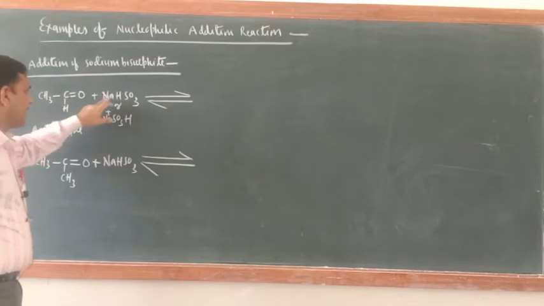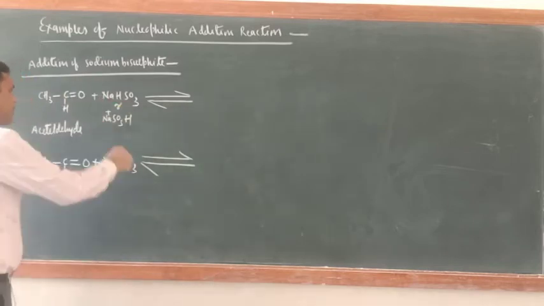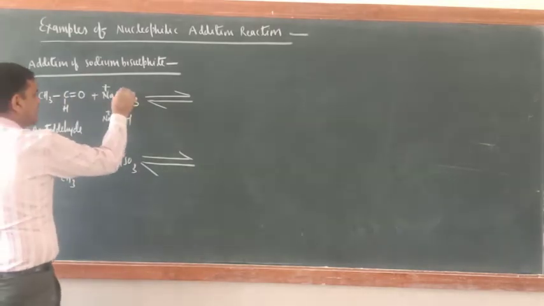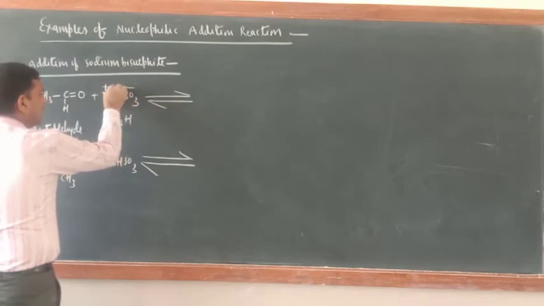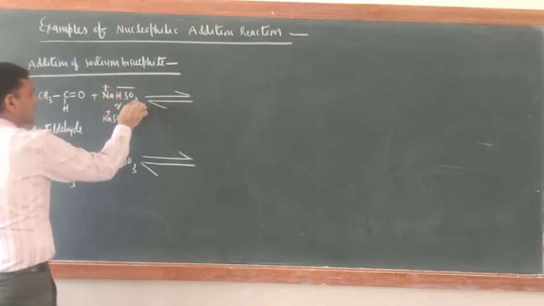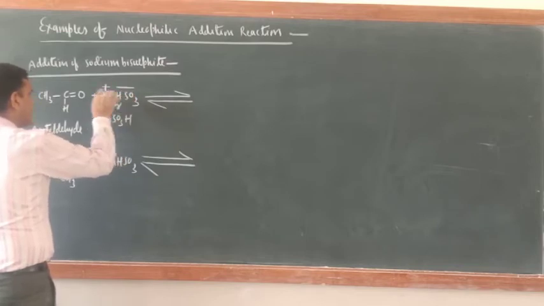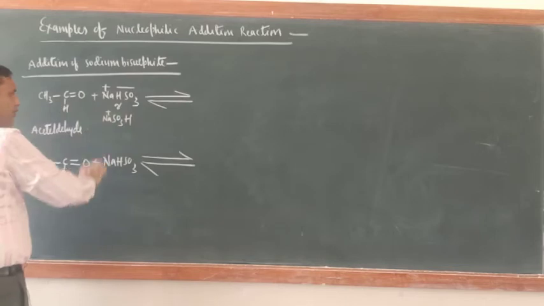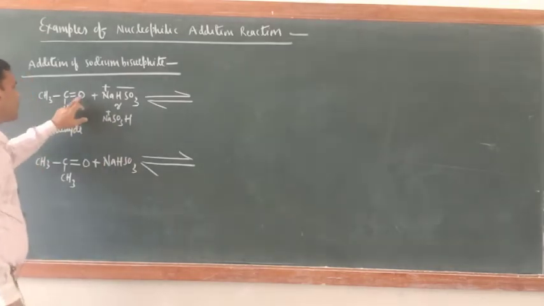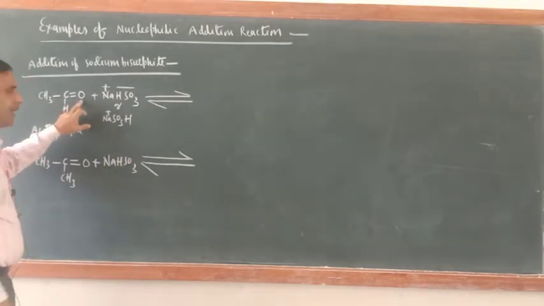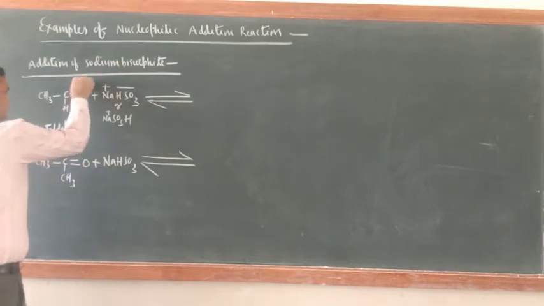You can say NaHSO3. So in NaHSO3, this part is the negative part. HSO3 means this part is the nucleophile. So this part will go to the carbonyl carbon, and Na will go to O. So what is the first step here?